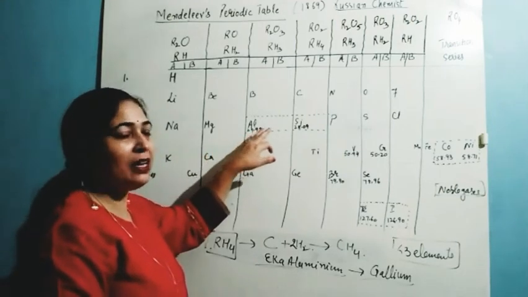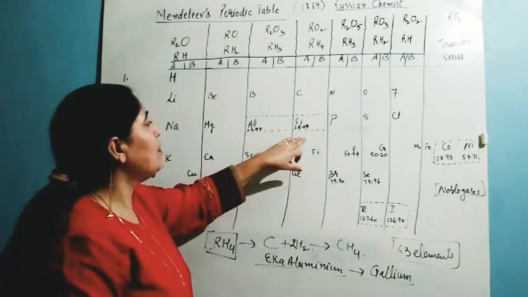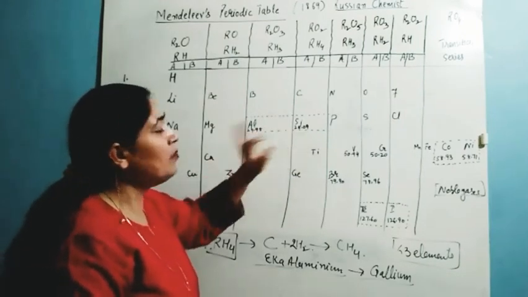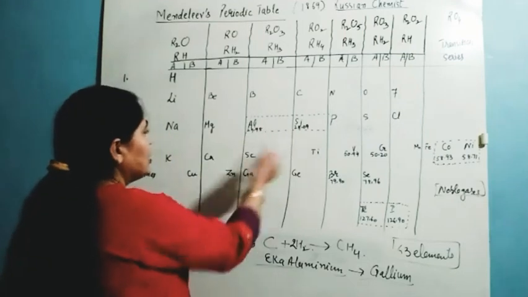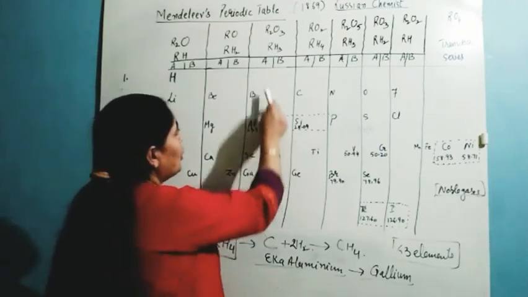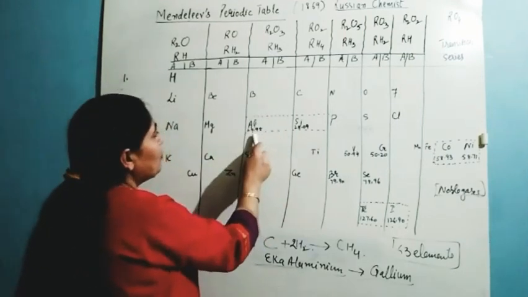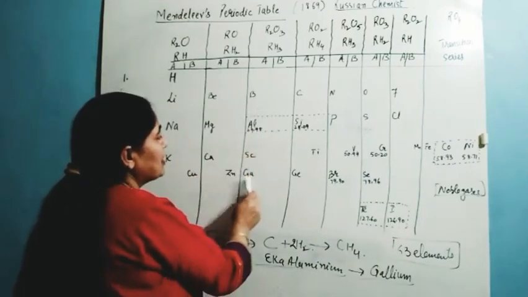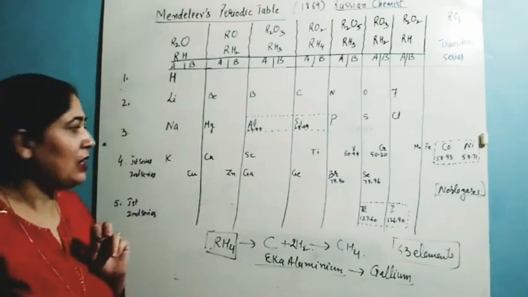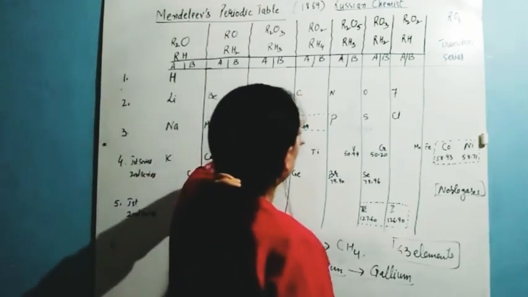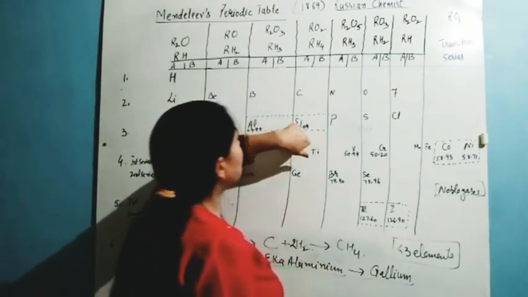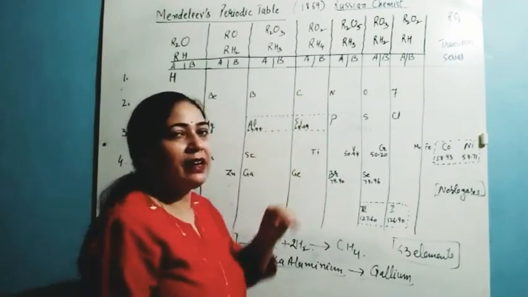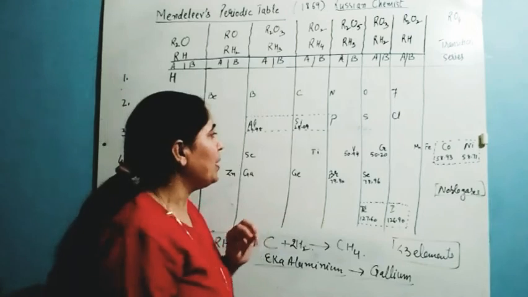So what does it mean? That the silicon must come prior to the position of the aluminium and aluminium must come later on. But he adjusted these positions only because the aluminium had properties similar to that of the boron, the scandium and the germanium. Similarly, silicon had properties similar to that of the carbon and the germanium. But why this pattern occurred, he could not predict.